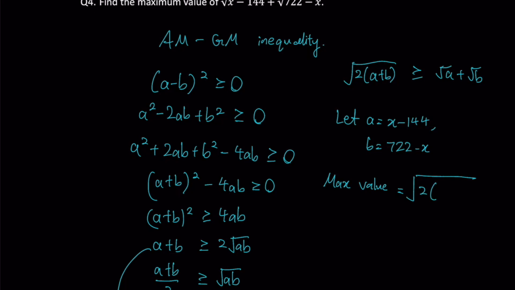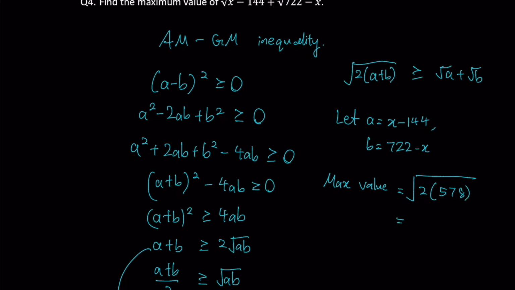So therefore the maximum value will be equal to the square root of 2 times a plus b. And if you look really carefully, because we stated initially that x was positive here, yet it's negative over here, the sum of a and b will result in the x's being struck off. And what we really have left behind is the sum of 722 and negative 144. And this is going to give us 578.